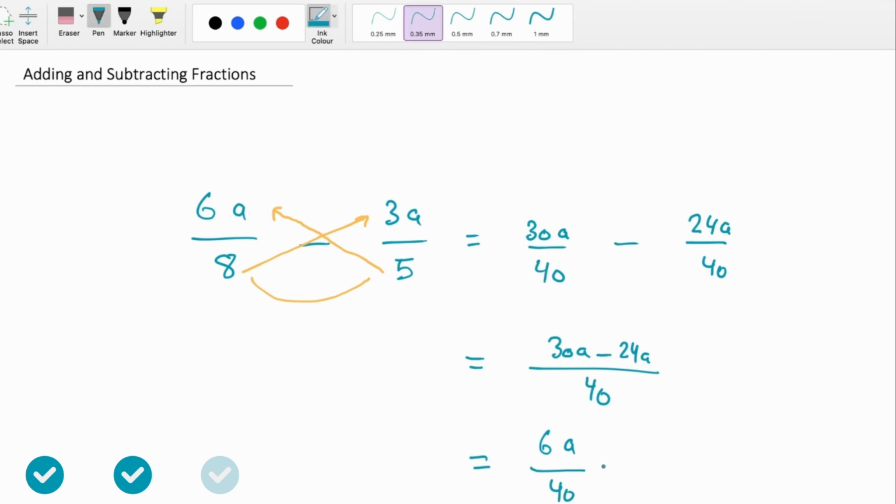Now, I personally like to work in twos, so dividing by 2 and keep going until I've reached the most simplest fraction. So if I go ahead and divide by 2s, I get 3a over 20. And then obviously you can't divide 3 by 2, so we just leave that as is. Can I divide 3 by 3? Yes. Can I divide 20 by 3? No. So this would be the simplest fraction.